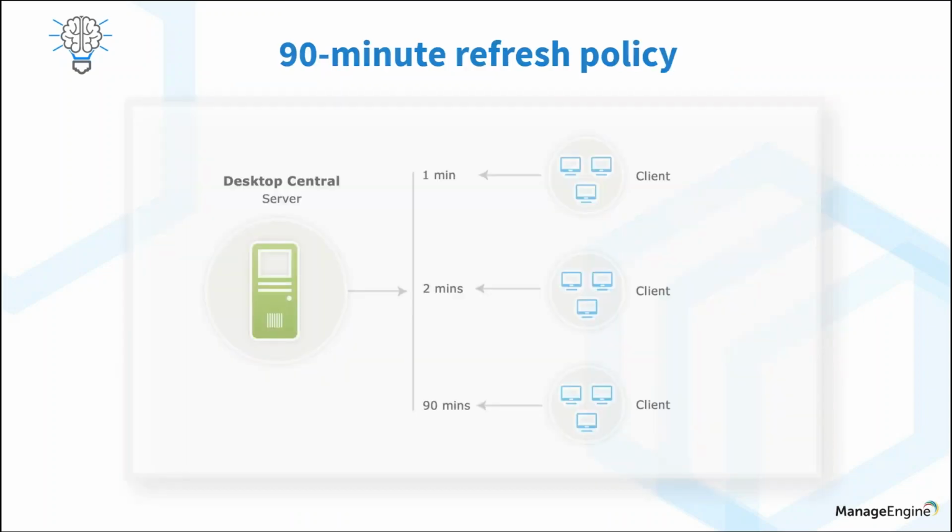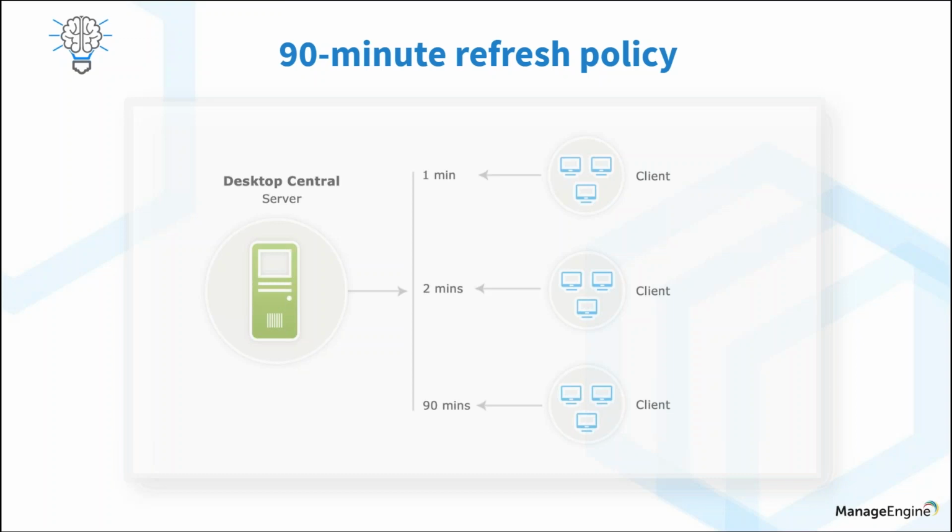Desktop Central can scale small as well as large networks using our 90 minutes refresh policy. So what is 90 minutes refresh policy? Every agent communicates with Desktop Central server once in 90 minutes. Even if you have 90 machines or 900 or even 9,000 machines, the 90 minutes will be divided between them equally, and each machine will be given a specific time to talk to the server.